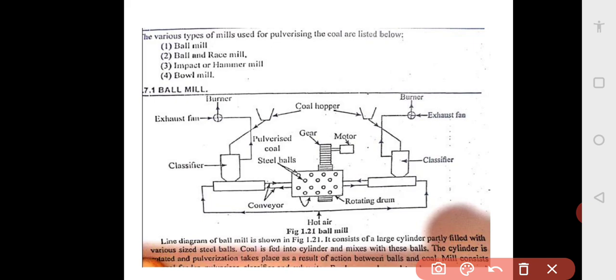This mill can be used successfully for a wide range of fuels, including anthracite and bituminous coal, which are difficult to pulverize. Anthracite and bituminous are very good quality coals, and they are very hard, so they are difficult to pulverize. But because of the hard steel balls, you can easily pulverize them. The system is simple in operation and low in initial cost, but its operating cost is high. Operating cost is high because the drum is constantly rotated by the motor, and the steel balls are also prone to wear and tear.